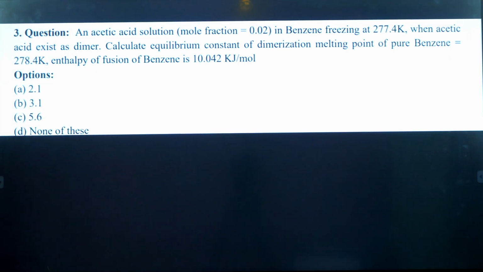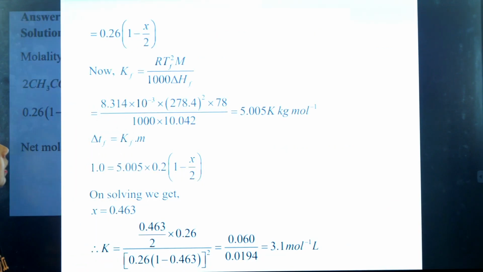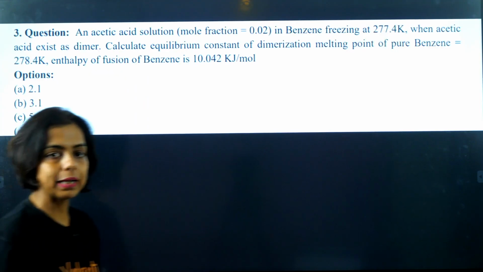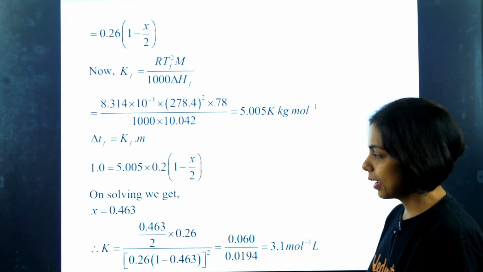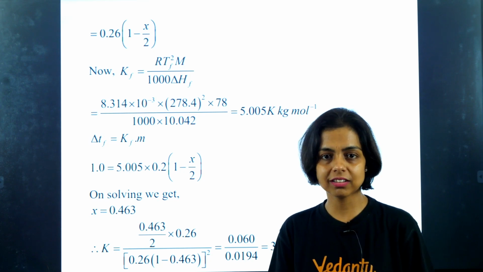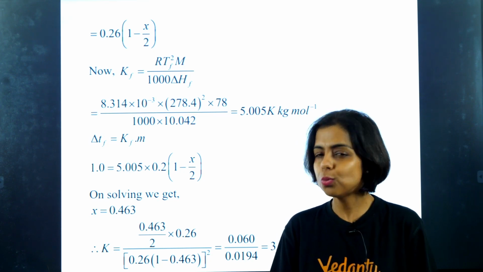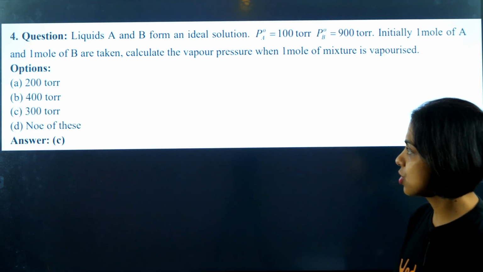Let me show you the solution also, so wherever you are making a mistake, you can check. Delta Tf is equal to Kf into m. You can calculate i, right? So please check. Your final answer will come out to be option B, 3.1. Got it, guys? This was question number 3. Again, it might take a few seconds more than what is expected, since you should spend 2 minutes per question. It might take a little more time because the calculations are there.